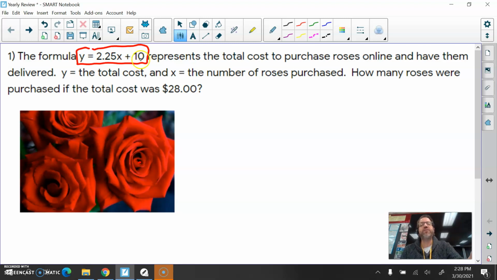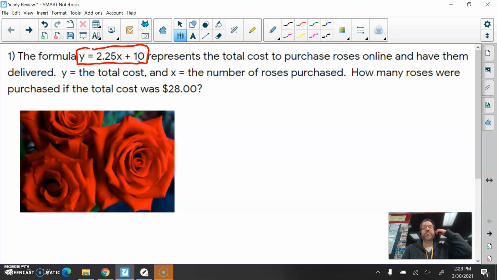The plus 10, by the way, means they're charging a $10 delivery fee. Okay, so you're paying $2.25 per rose. Take that times x, the number of roses purchased, and now that gives you the total cost for the roses. Plus $10 to deliver it will give you the total cost.